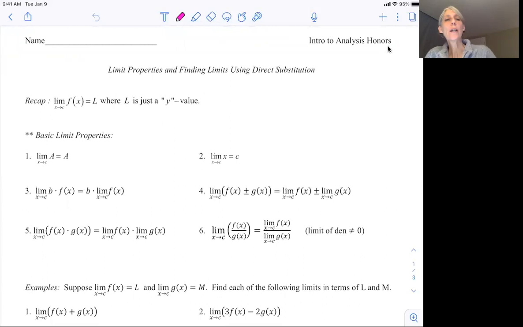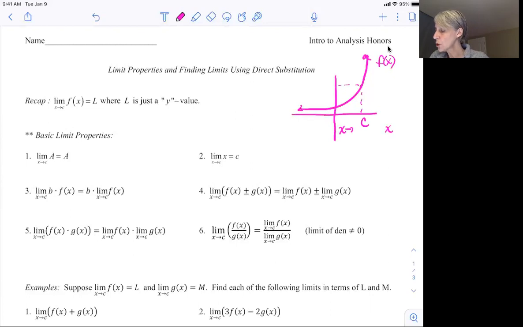So if you want to just recap from yesterday, the notation for a limit: the limit as x approaches c of f of x equals L, where L is just a y value. Remember, you're going to find that I put this little graph on every day. Basically, when we're talking about a limit, we're talking about a limit as x gets close to, but remains unequal to, some value c. Our y values on our graph are getting close to some number L.